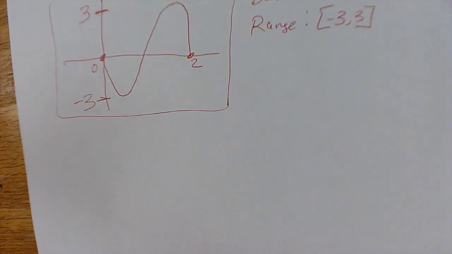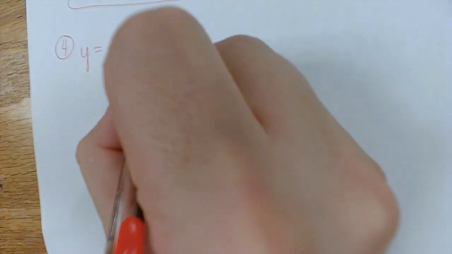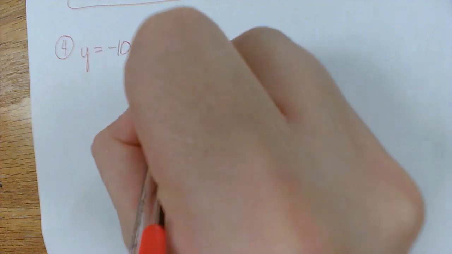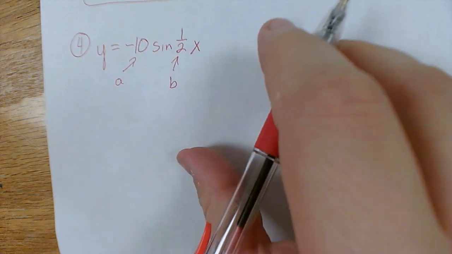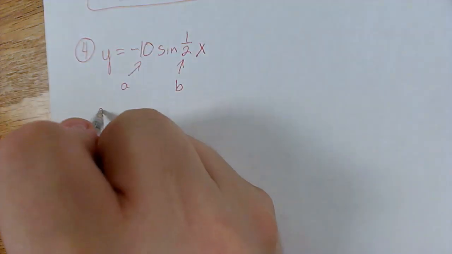So we're going to do one more for this video, and I will tell you guys to practice. So number 4 is y equals -10 sine of 1/2 x. So this would be your A. The 1/2 is your B. And you're going to have to be very careful how you type this in.